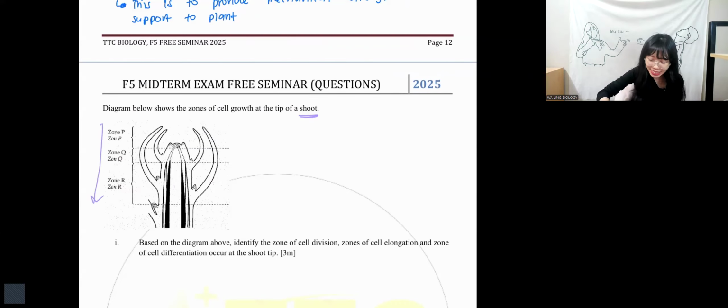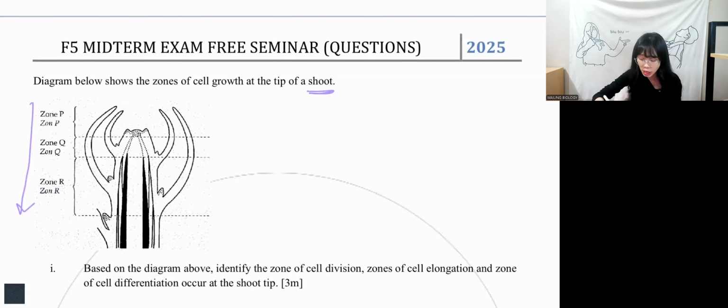Why? We have to find the tip. Tip has to be the starting point, guys. In exam, if you don't know, just find the tip first. Can you see this is the tip and this one is never ending area? The tip has to be the starting point. So P has to be the first zone. The first zone is called zone of cell.